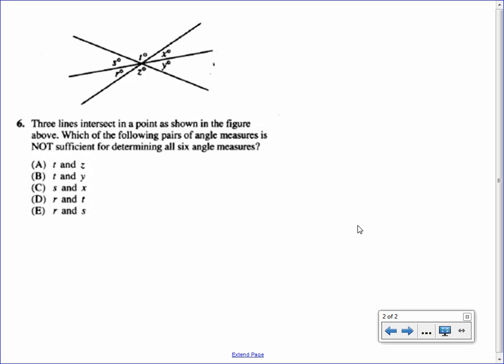This is question 6, test 7, section 3, page 769. It says, these lines intersect in a point as shown in the figure above. Which of the following pairs of angle measures is not sufficient for determining all 6 angle measures?